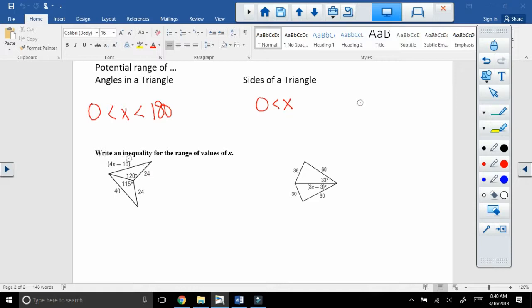So for this one here, it says write an inequality for the range of values of x. I'm comparing them just like I did in the last part. Which one of these sides is going to be the larger side? The 4x minus 10 or the 40? Which one's going to be the larger one? The 4x minus 10. So could I say that 40 is less than 4x minus 10? Yep.